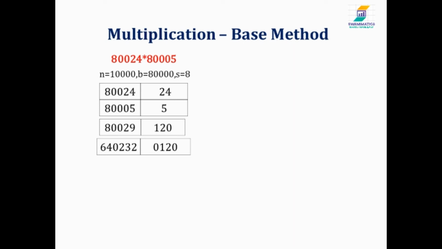And also, when you look at it, the base has 4 zeros. That means 0 needs to be affixed before 1, 2, 0. So your answer is 640232 0120, a 10-digit number. Right. Let us look at two 6-digit numbers.